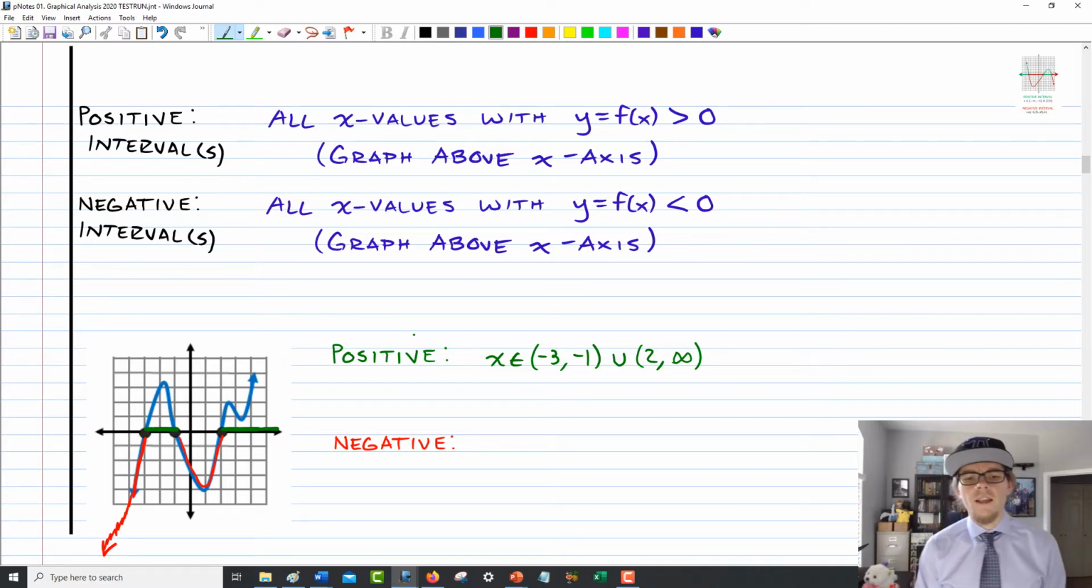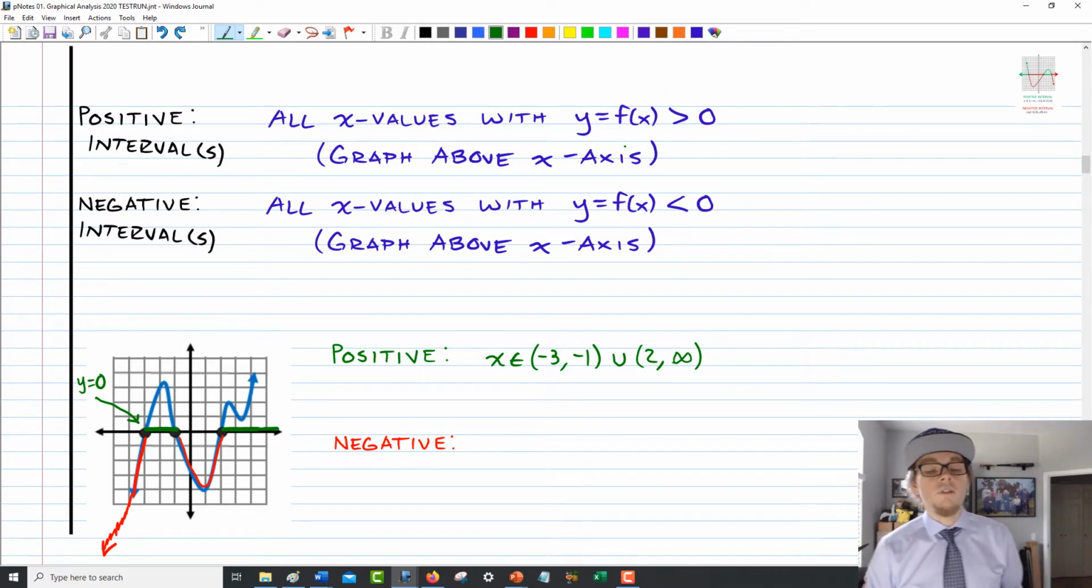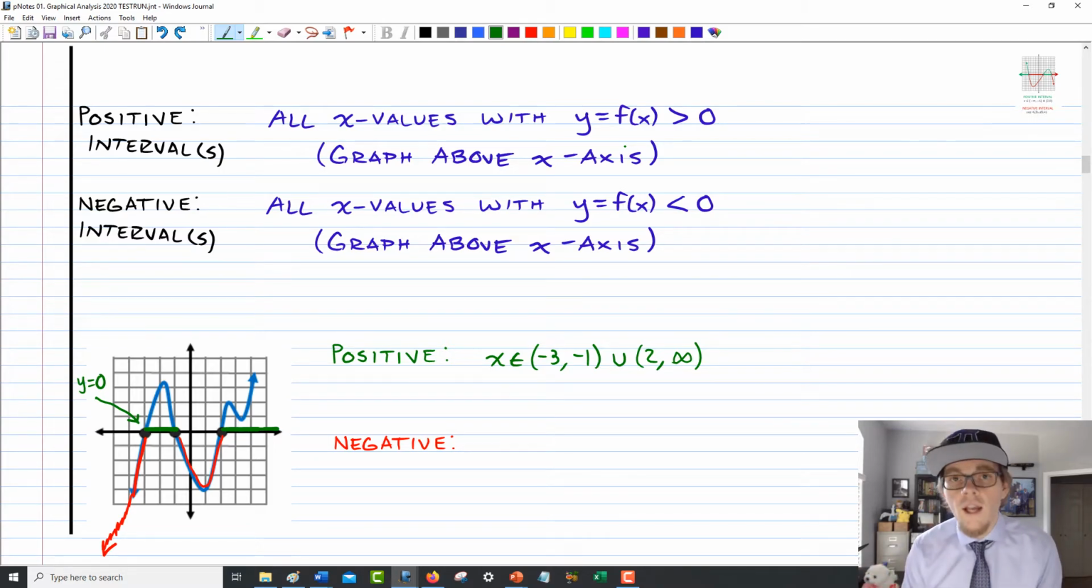Now, if something's popped into your head, why didn't I include -1? Why did I use a soft bracket? The reason is, at that point, I'll use -3, in fact, at that point, y is equal to 0, and y is not greater than 0. We're looking for strictly positive and strictly negative. So we need to make sure that we don't include those zeros, because those are neither positive nor negative. So it's going to be a lot of open brackets here. Not always, there will be some times, but these are definitely open.